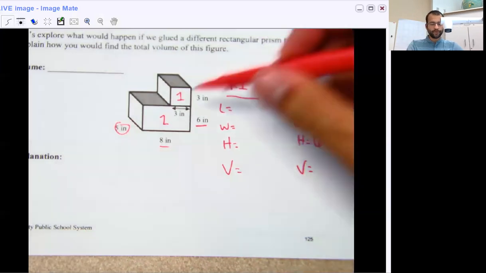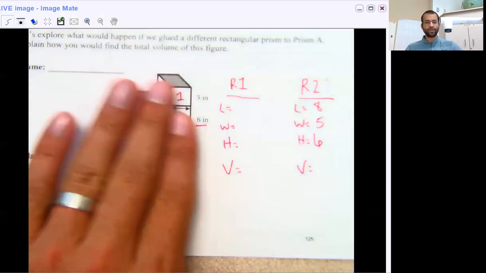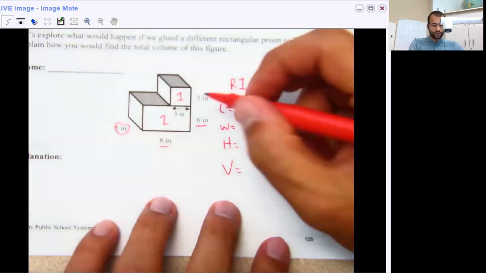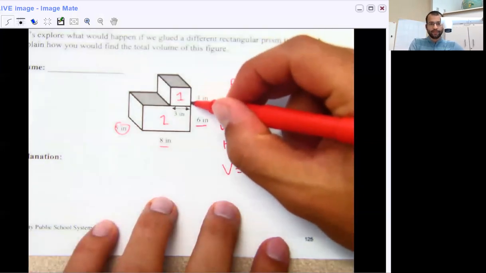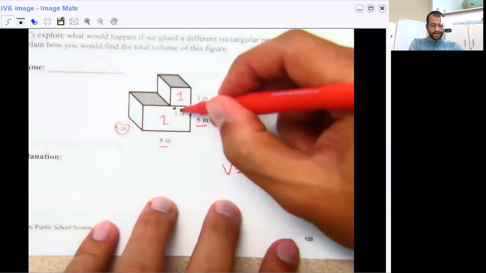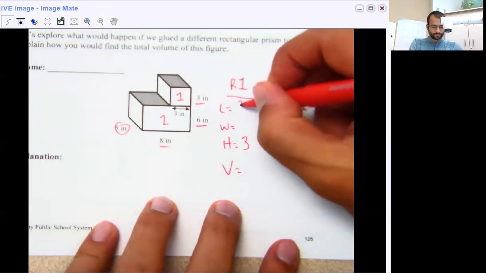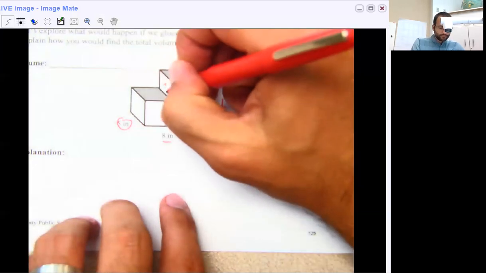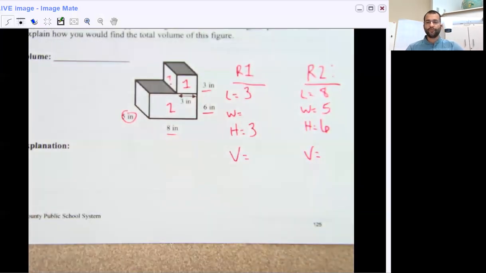Now let's go to the first rectangle. So now I don't want to look at the big one yet, but I might need some numbers from it. So I know the height. The height is 3. And I know the length is 3. But I don't know this side right here. It doesn't tell me the width.